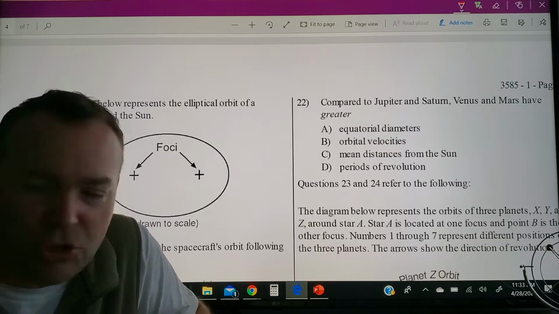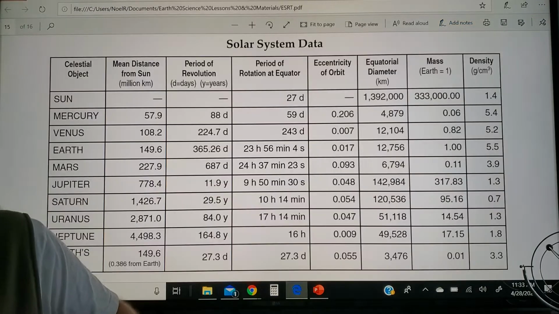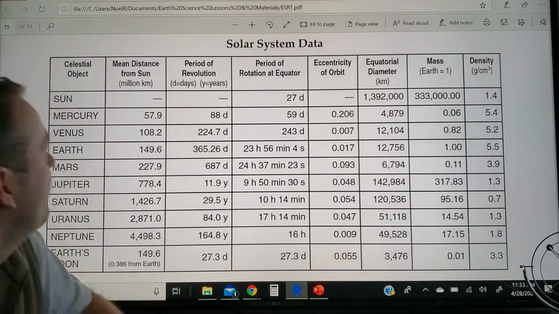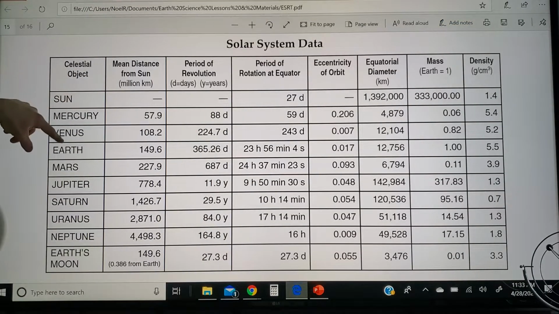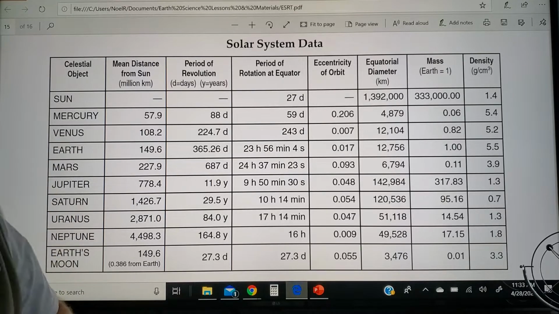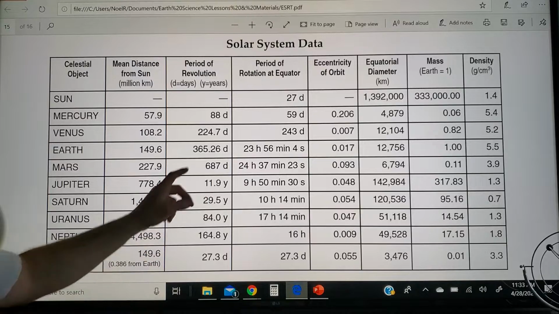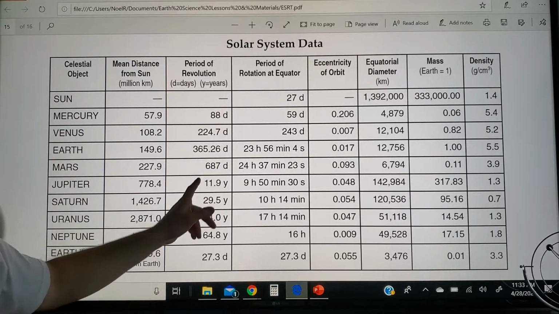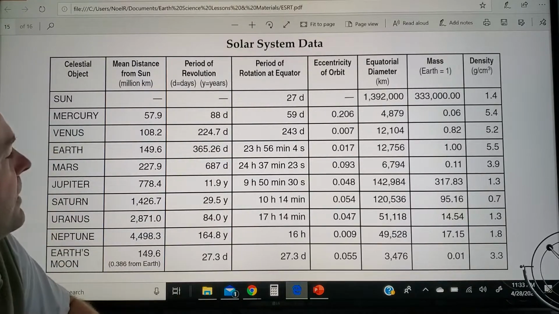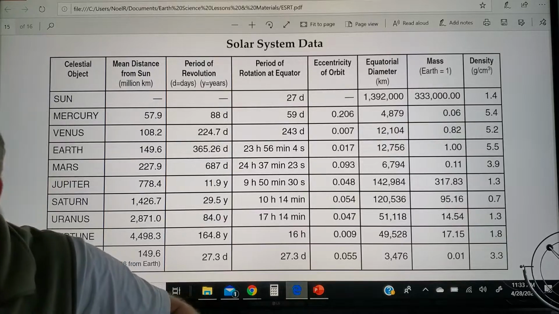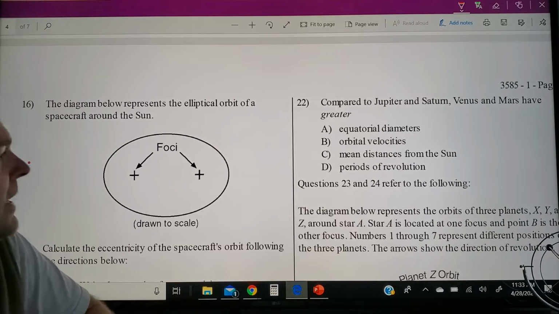But let's take a look at the chart if you want, right? Remember, your reference table planetary chart is here. The further down the column you go, the further away from the sun you get. And you'll notice that your distance is increasing here. Your period of revolution is increasing, right? All these things are increasing. So we're comparing the outer versus the inner planets.